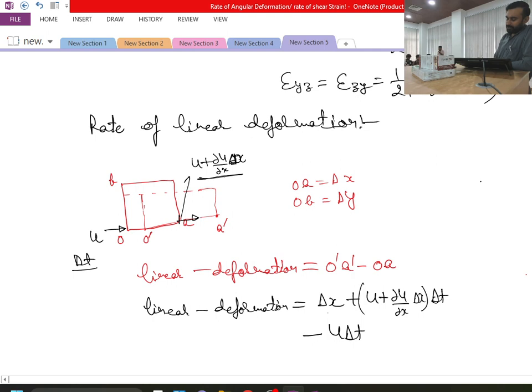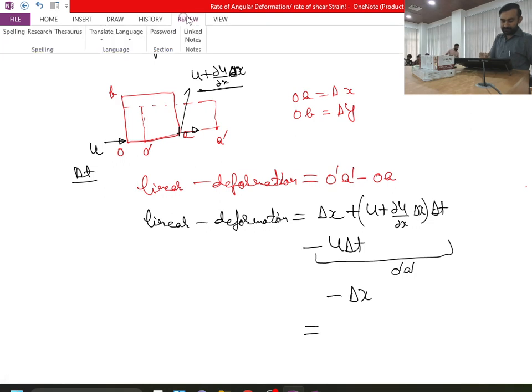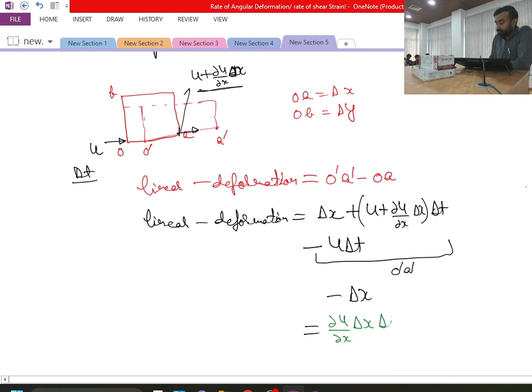So this complete expression is the length O dash A dash. Is this point clear? And now, if I am calculating deformation, I have to subtract OA. What is OA? Minus Δx. Okay. So this is nothing but my linear deformation. So how much is it coming out? Please tell me. Δx will cancel, u Δt will cancel. So I will be getting nothing but ∂u/∂x times Δx into Δt. Fine?